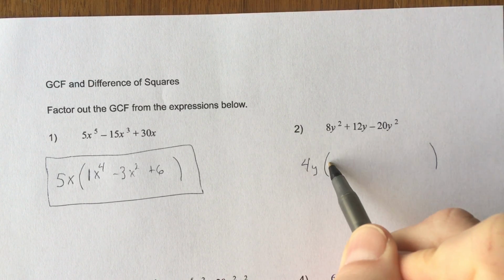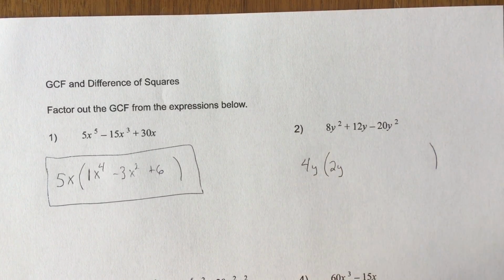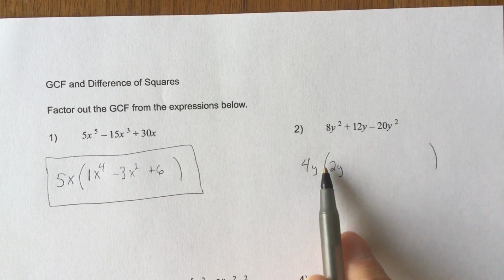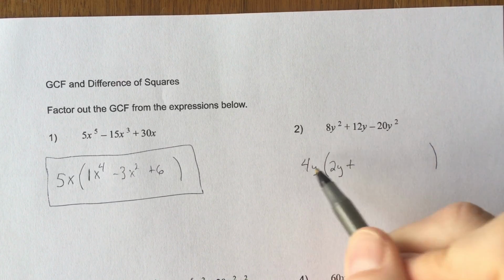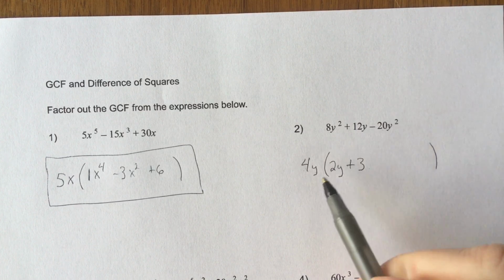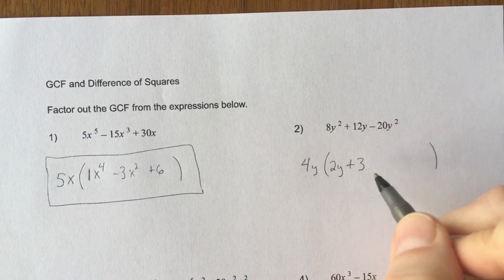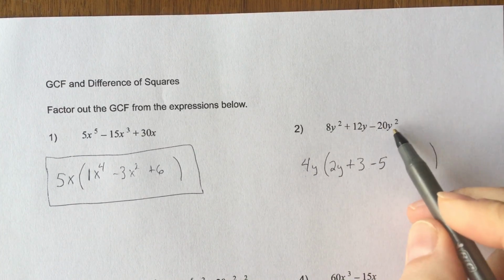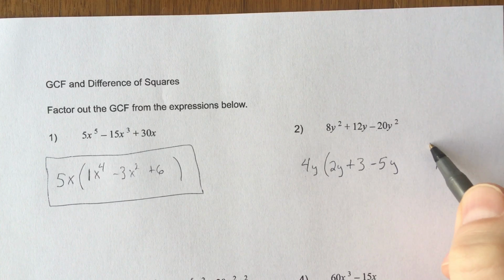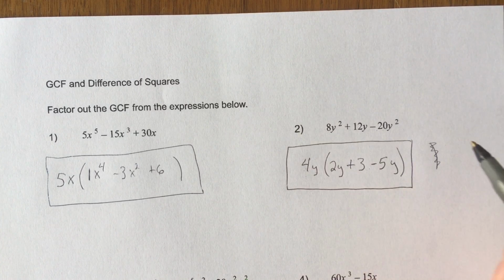So 8 divided by 4 is 2. We had 2 y's. We took 1 away, so we'll have 1 left over. If I do 4y times 2y, I get 8y squared. I know I'm okay there. 12 divided by 4 is 3. I had a y, I took it away, there's no y left over. 4y times 3 would be 12y. And then negative 20 divided by 4 is negative 5. I had 2 y's, I took 1 away, I'd have 1 left over. So I have this parenthesis way too far over there. We'll put it right here. This would be our answer.